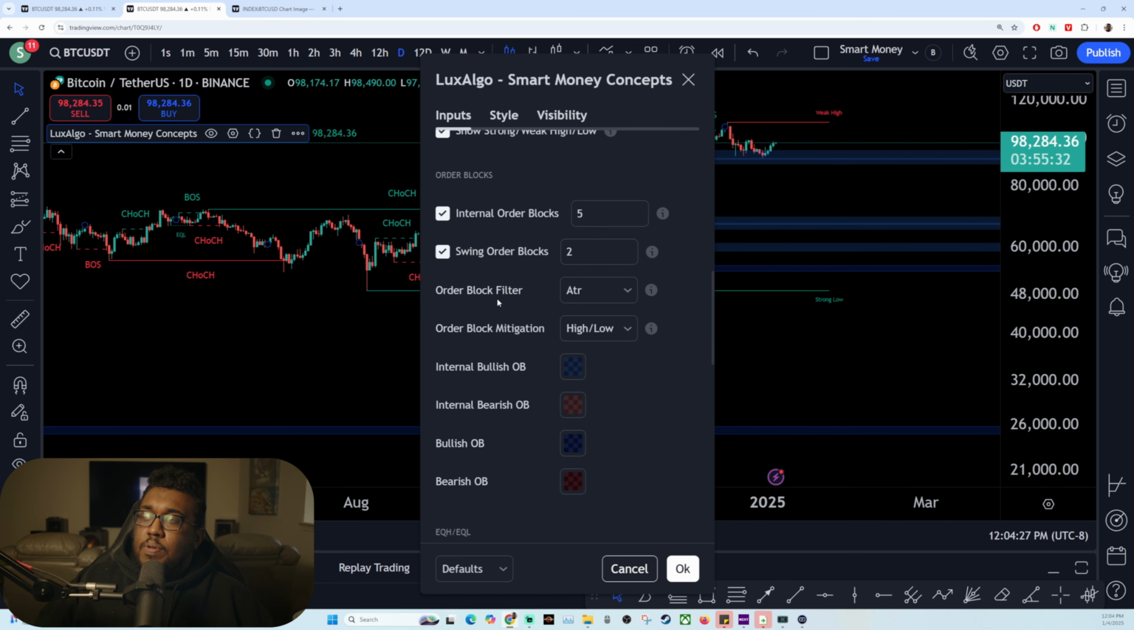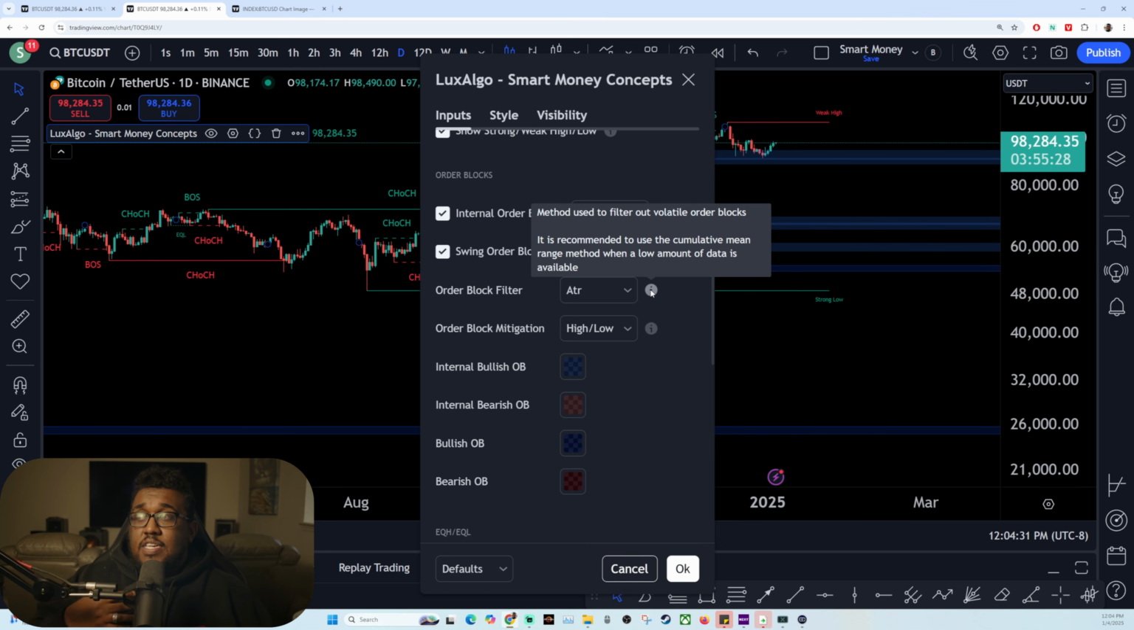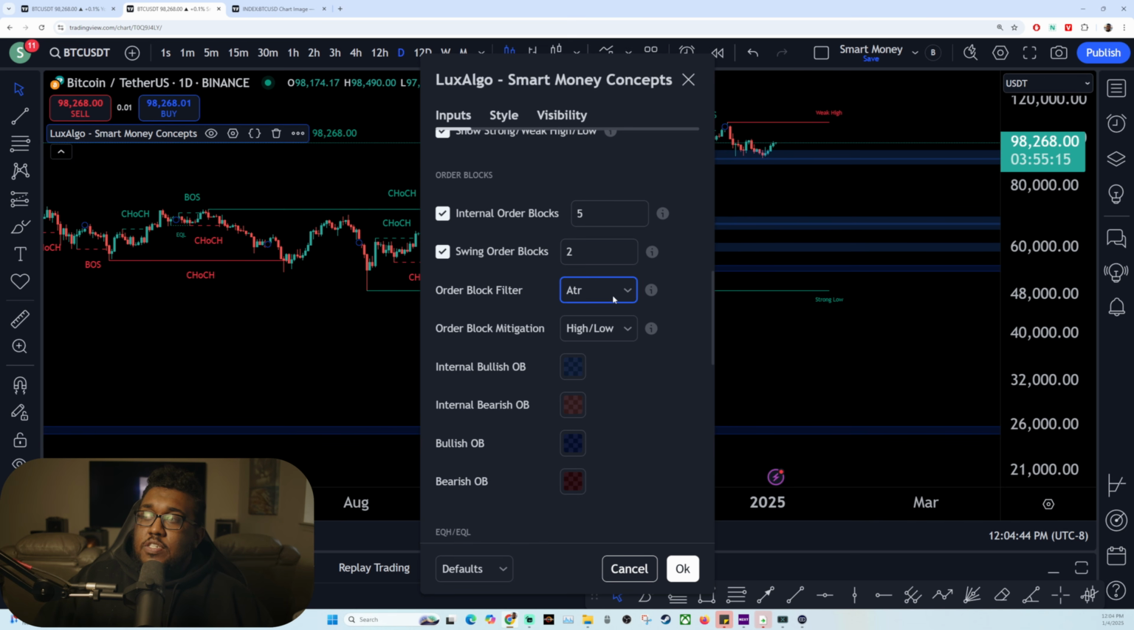Next up, you have order block filter, ATR, and cumulative mean range. This I'm just going to let it explain to you, because I don't really use this hardly at all. But it says, method used to filter out volatile order blocks. It is recommended to use the cumulative mean range method when a low amount of data is available, right? So that's just the cumulative mean.